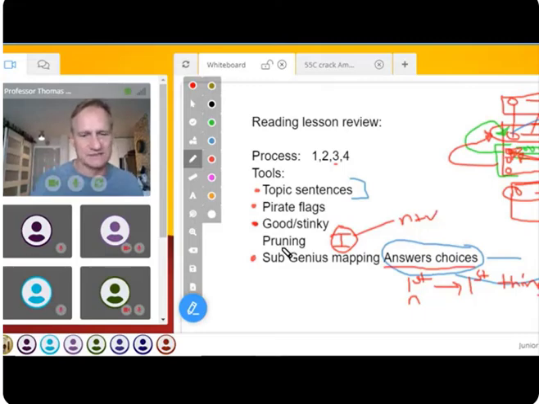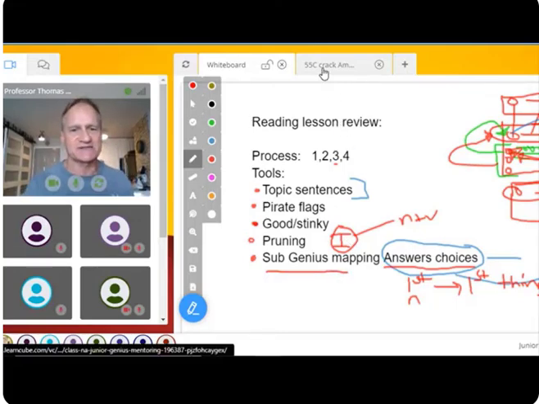All right? Sometimes when you look at your topic sentence, you'll get distracted because the topic sentence is really long. Okay? So that's what we're going to do. We're going to look at that. Then what we're going to do is we're going to take a look at subgenus mapping. All right, so let's jump on in and we'll take a look at my test.